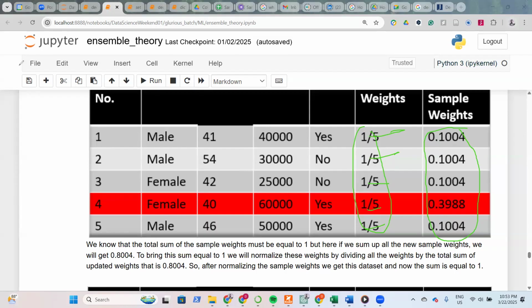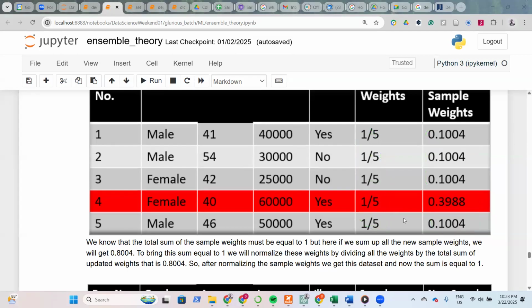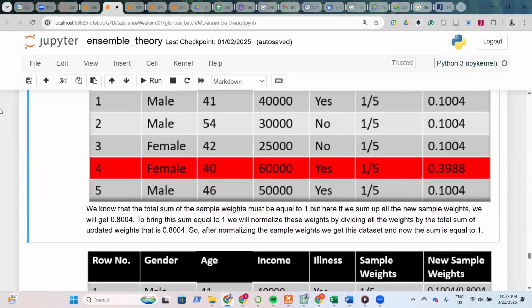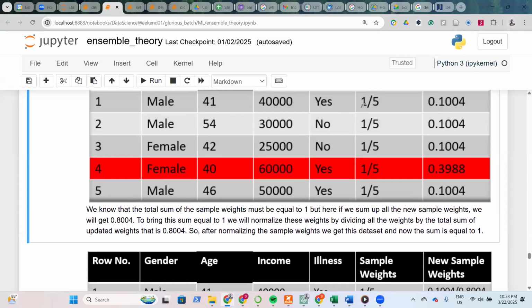If you sum all of this, let me see. When you sum it, you get 0.8004, not 1. To bring this sum equal to 1, we need to normalize this weight by dividing all the weight by the total sum of the updated weight. If you sum all of the old weight, it will give you 1. But if you sum all the new weight, it will not be 1.